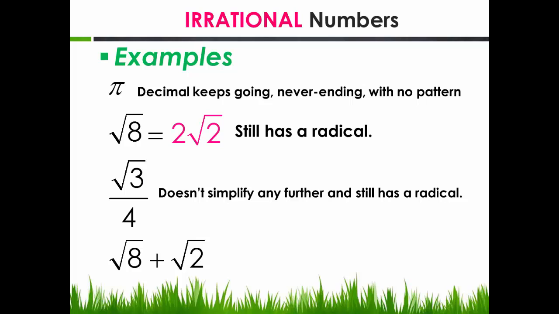Radical 3/4 doesn't simplify any further, and it still has a radical. Radical 8 plus radical 2 is 3√2, and since it still has a radical, it is irrational.